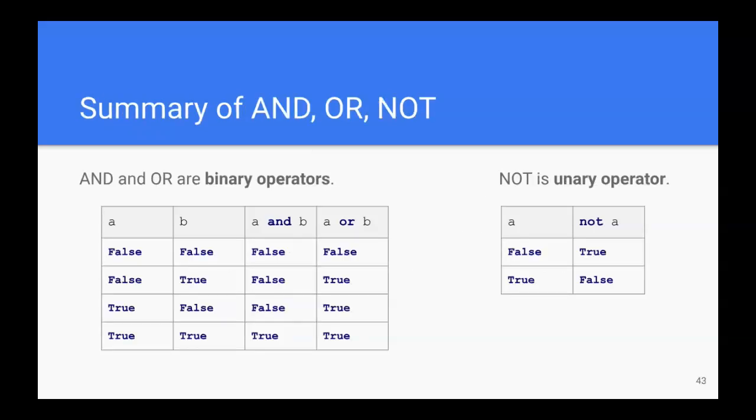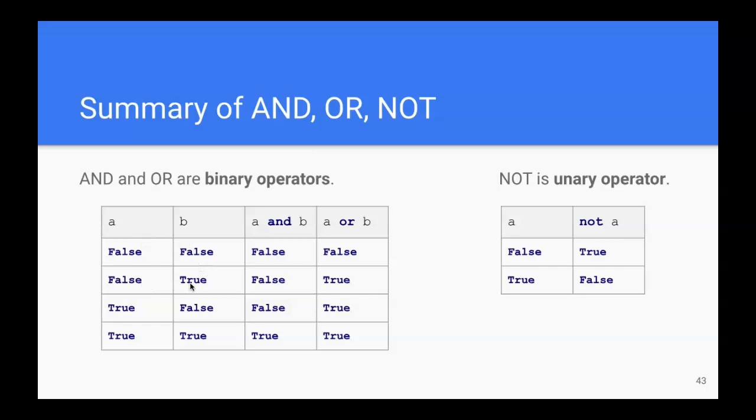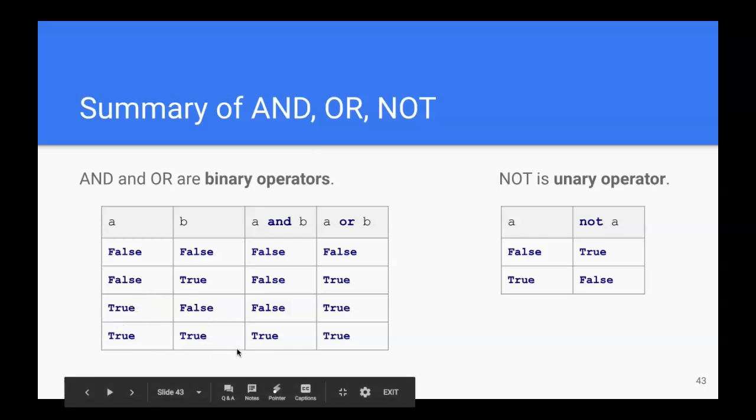Okay, so here's a summary of what and, or, and not really do. And and or are binary operators because they take two operands. This may or may not be new to you. Given two operands, there are 4 combinations. Both operands can be false. The first operand A can be false and the second one true, or A can be true and B false, or they both can be true.